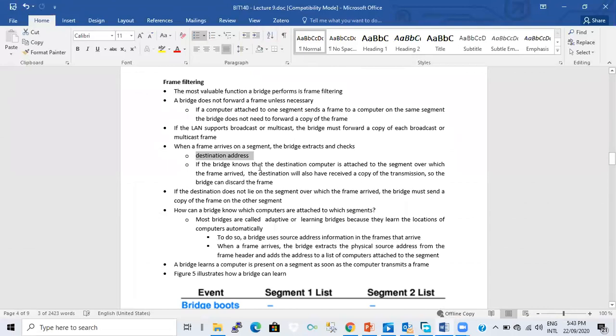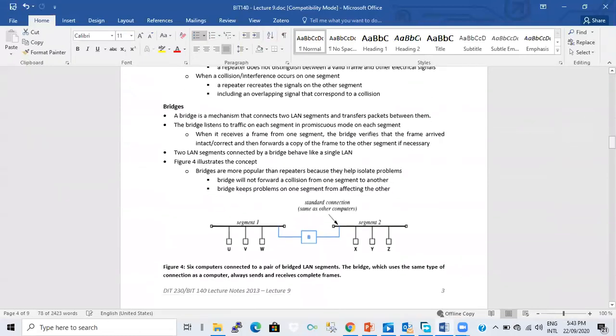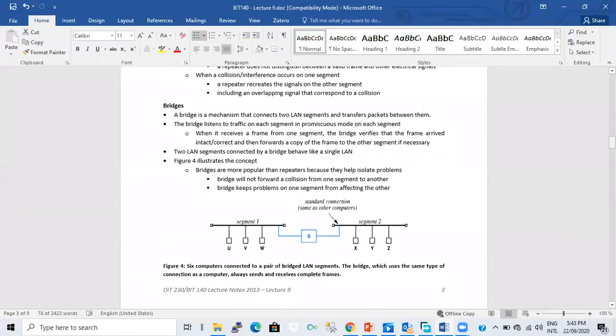So if a bridge knows that the destination computer is attached to a segment over which the frame arrived, the destination will also receive a copy of the transmission. So the bridge can discard this particular frame. I'll leave this for you to continue reading, but let me just go straight to the explanation. What are we saying when we say frame filtering?